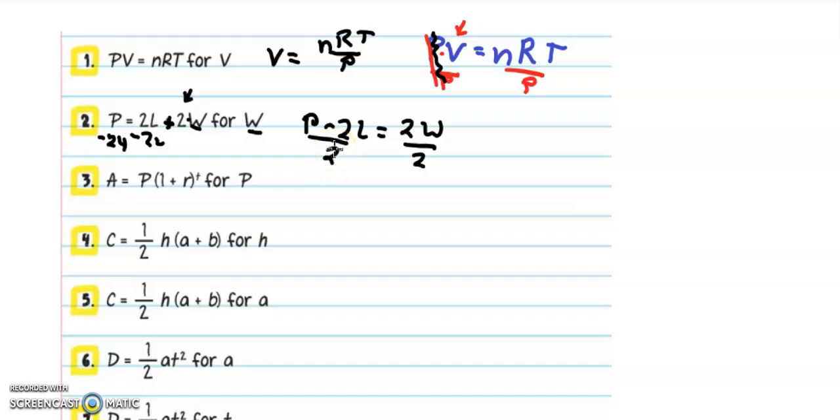These problems look considerably more complicated, but they're really, really not. Those cancel, and I'm left with this. P minus 2L over 2 equals W. Don't get confused that there's a 2 here and a 2 here, and maybe I could reduce that fraction. We can't. Okay. So just follow that sort of pattern.